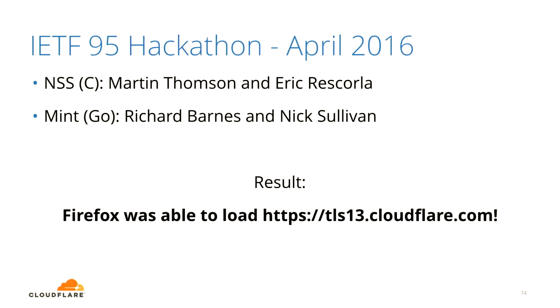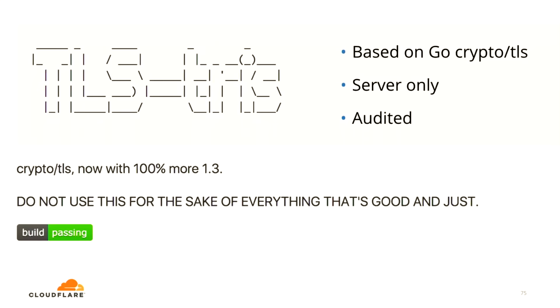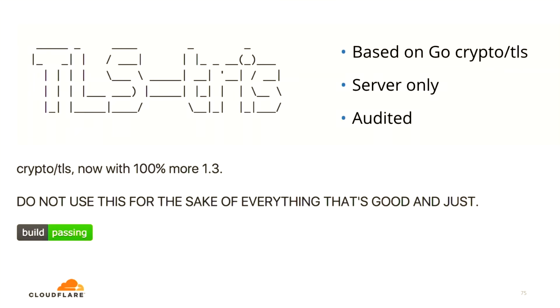To build something that was more production ready, we looked at what was the TLS library that we were most confident modifying, which unsurprisingly wasn't OpenSSL. So we opted to build TLS 1.3 on top of the Go crypto/tls library, which is in the Go language standard library. We call it TLS Tris, and it's a drop-in replacement for crypto/tls, and comes with this wonderful warning that says, do not use this, for the sake of everything that's good and just.